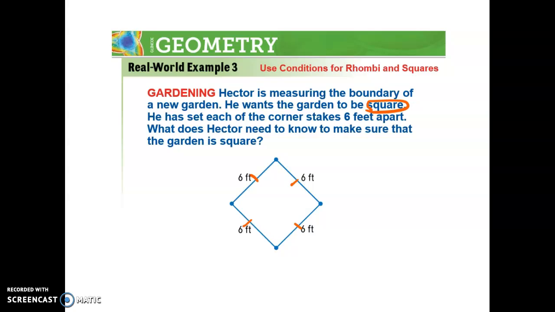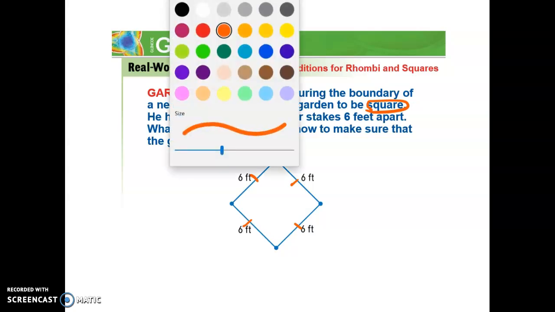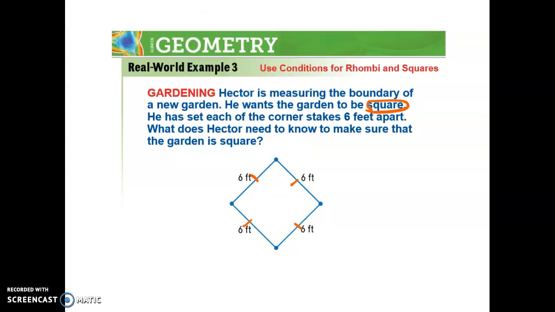So when we talk about consecutive sides, we are talking about this side, okay, that we'll get in red, and then this side over here, because they're next to each other, they're considered to be consecutive. Now, because they're consecutive sides, that makes it a rhombus, okay? So Hector needs to know the diagonals are congruent. So how do we find out the diagonals are congruent?